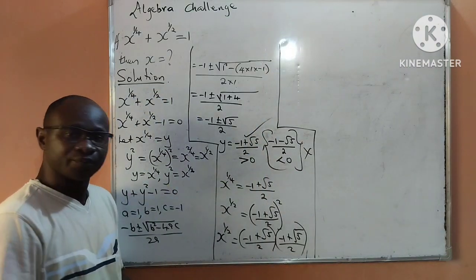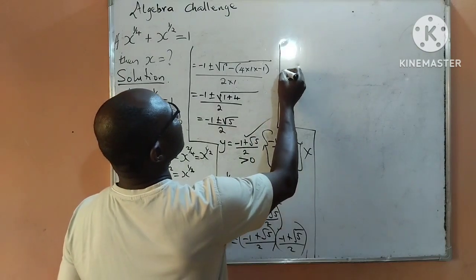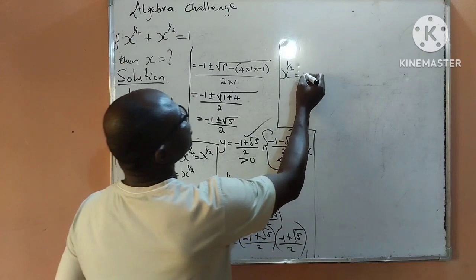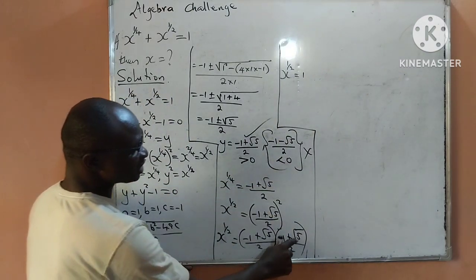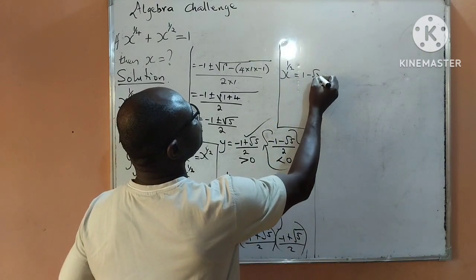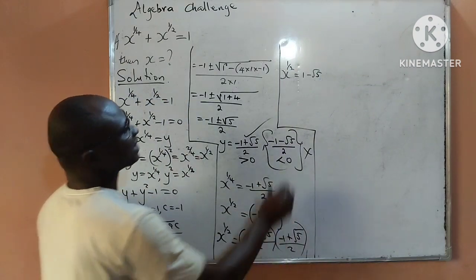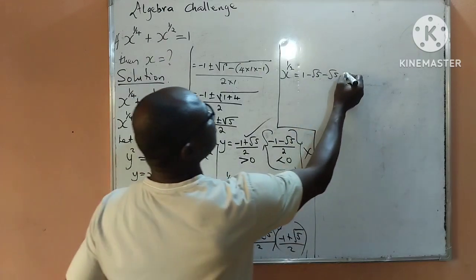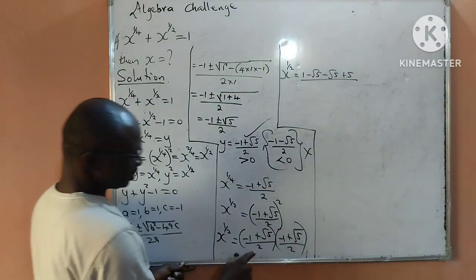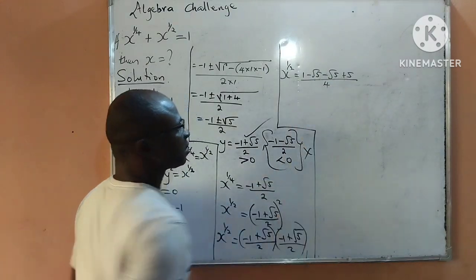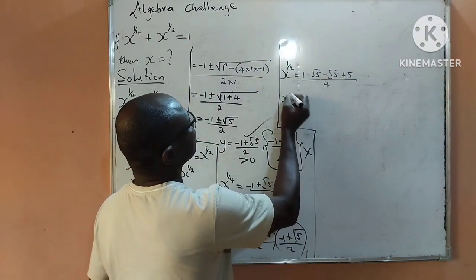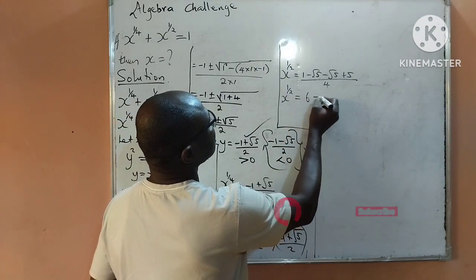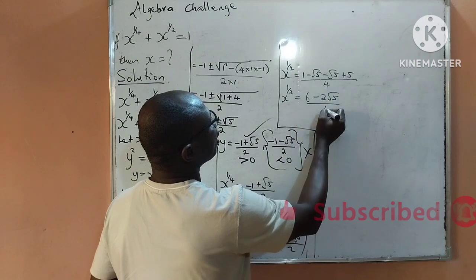Going by the expansion, x raised to the power 1 over 2 is equal to minus 1 times minus 1 is plus 1. Minus 1 times plus root 5 will give me minus root 5. Then plus root 5 times minus 1 will give me minus root 5. Again, plus root 5 times plus root 5 will give me just 5. Divided by 2 times 2, which is 4. Moving forward, x raised to the power 1 over 2 is equal to 1 plus 5, which is 6, then minus 2 root 5, all over 4.